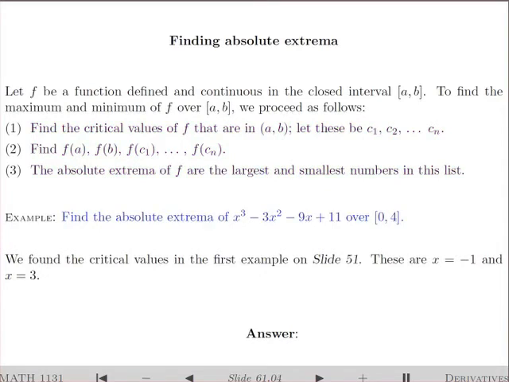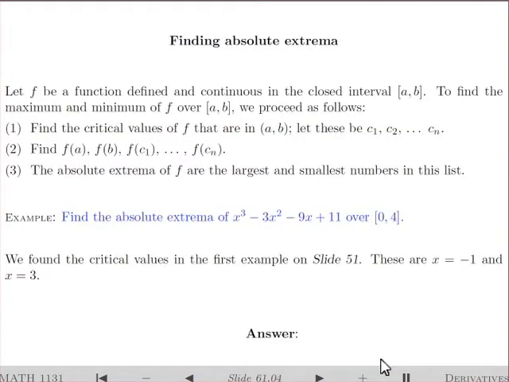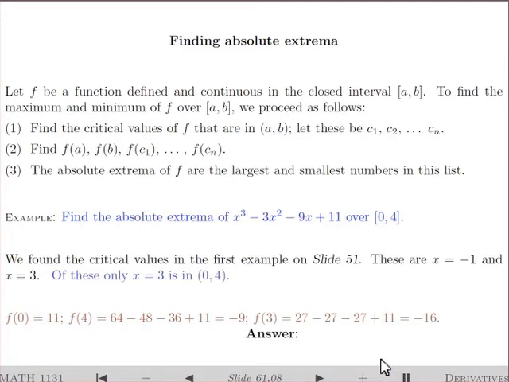We will find the absolute extrema of x cubed minus 3x squared minus 9x plus 11 over the interval from 0 to 4. We found the critical values earlier. Set the derivative equal to 0 and solve, and that gave us negative 1 and 3. But our interval of interest is 0 to 4. Negative 1 is not in that interval. Only 3 is. So we evaluate the given function at the endpoints: at 0, the function is 11; f of 4 is negative 9; and at the critical value in that interval, f of 3 is negative 16.